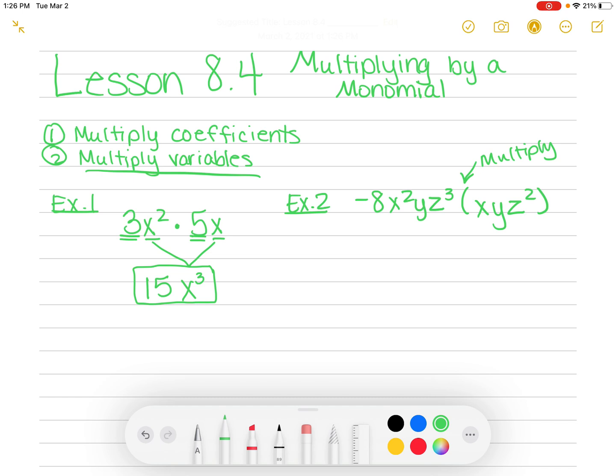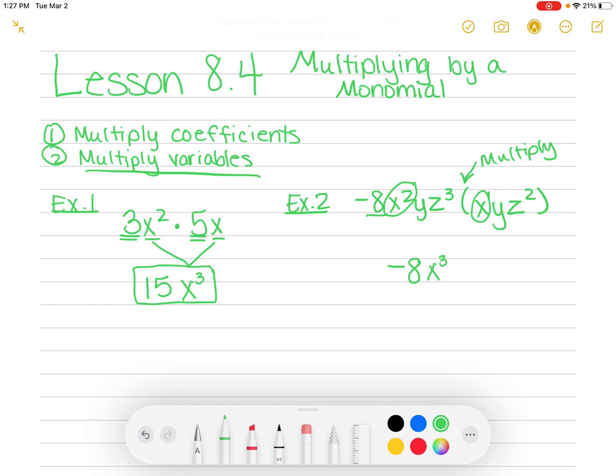Okay, now that you're back, the first thing is to multiply coefficients, and I don't have two coefficients. I only have the negative 8. So I'm just going to bring the negative 8 down. You don't need to do anything else. The coefficient here is a 1. Anytime you don't see a number in front, that just means it's a 1. But negative 8 times 1 is negative 8. Now I'm going to do my variables. So I'm going to do x squared and x. That gives me x to the third power. Remember, this is like x to the 1 power, right?